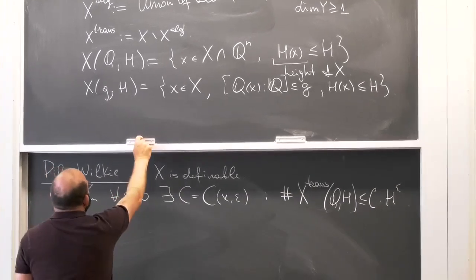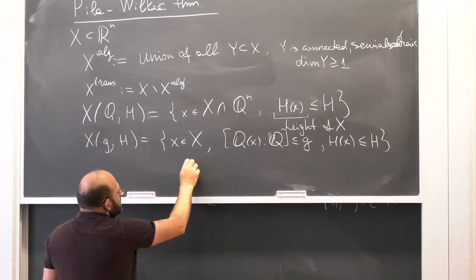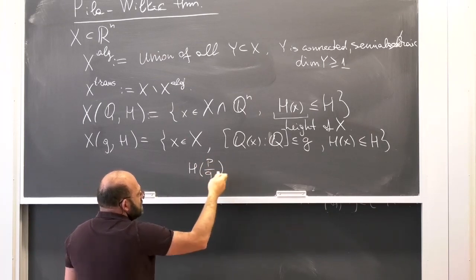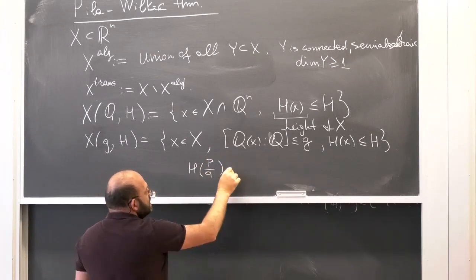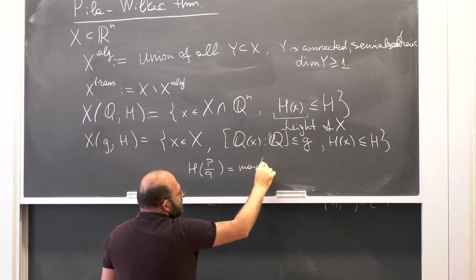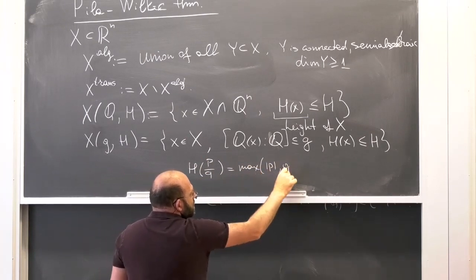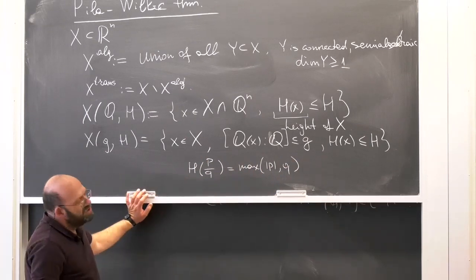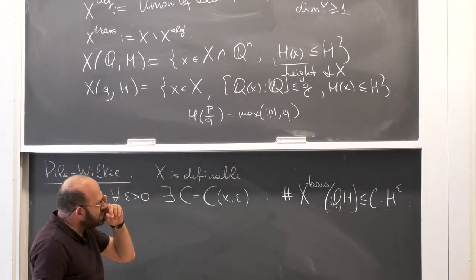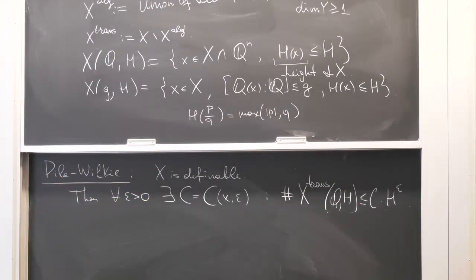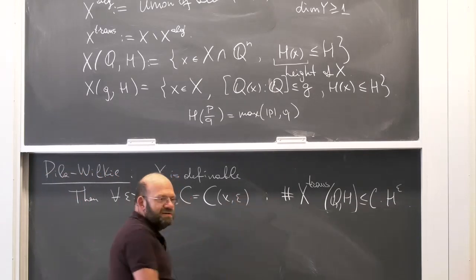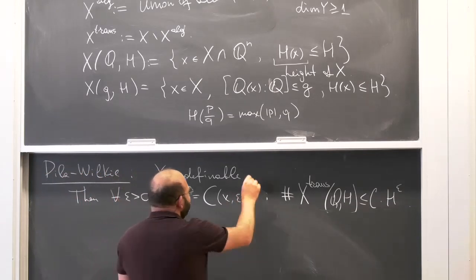The height of a reducible fraction p/q is the maximum of |p| and |q|, and for a point it is coordinate-wise, the maximum of the heights of the coordinates, in an o-minimal structure.